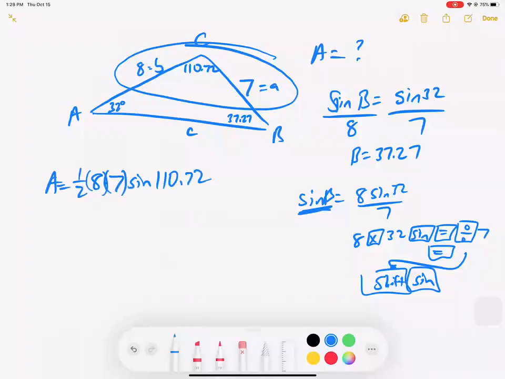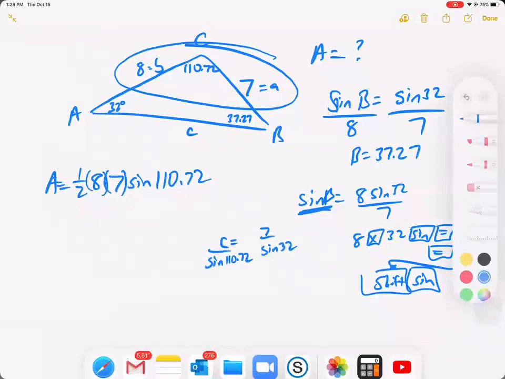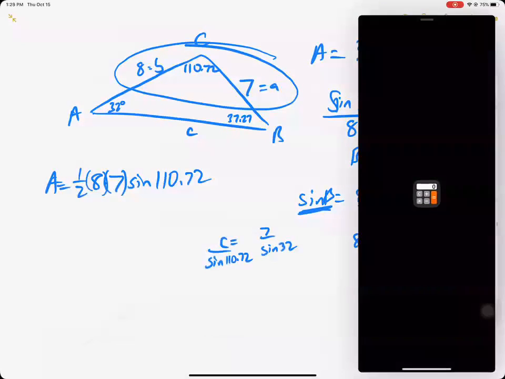So I want you guys to type this on your calculator. Let's see if you guys can get this answer. I am going to solve for side C. I want to try a simple experiment to see if it matters which side and angles we use. So I'm going to solve for C here: C over sine of 110.72 is equal to 7 over sine of 32. I'm going to find out what angle C is, and we're going to do this problem a couple more times using the other sides I know.